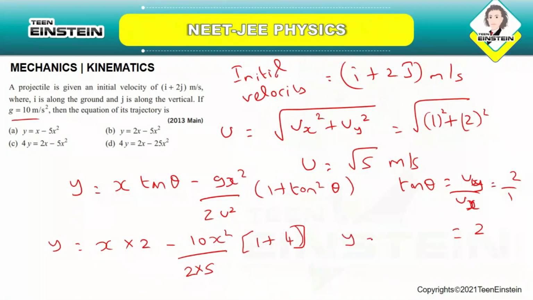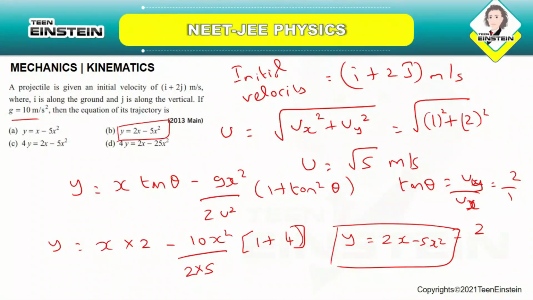So, if you solve this, y is equal to 2x minus 5x square. Okay. So, the correct answer is option number B. The equation of trajectory is 2x minus 5x square.